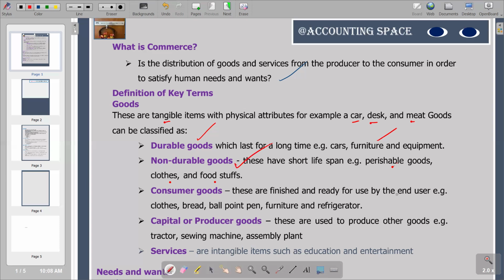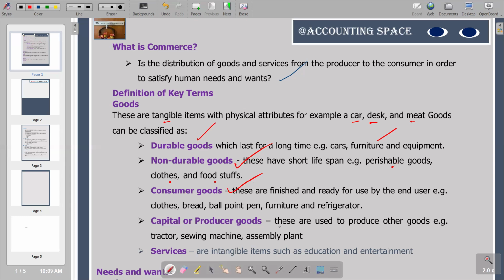Then we've got consumer goods. These are finished and ready for use by the end user, for example a pen, furniture, and a refrigerator. So consumer goods are goods bought and used by consumers. These are finished products bought by individual buyers for their use.